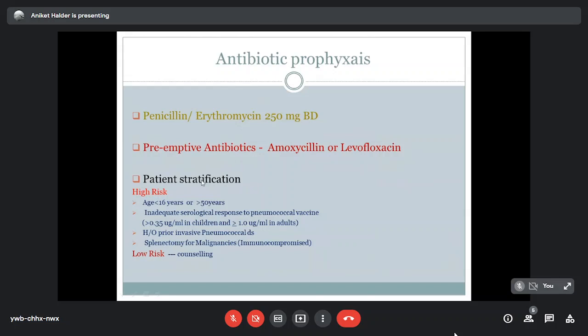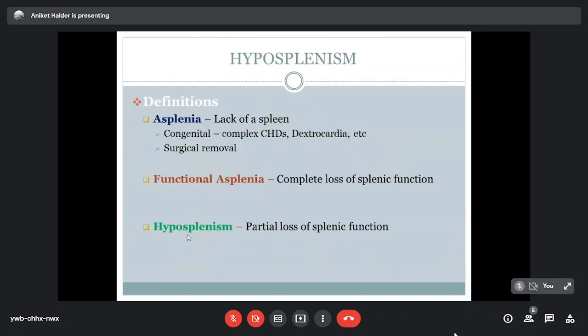And the use of antibiotic prophylaxis can be stratified. High risk patients who are less than 16 years of age, or aged patients, or with inadequate serological response or history of prior invasive pneumococcal disease should mandatorily be given antibiotic prophylaxis. The patients who do not have these factors should be counseled about the risk of these infections, and should always seek medical attention if there are any episodes of any infection.